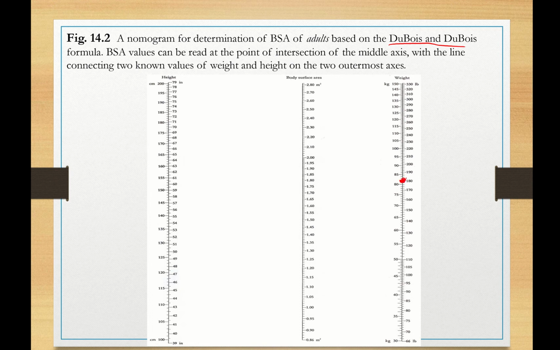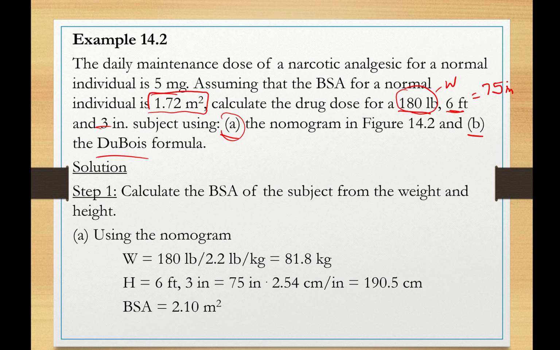So that's 180. And the height is 75 inches. So this is 75 inches. And now I'm just going to use my ruler, and hopefully I can draw a line carefully. The value on the middle axis is going to be the body surface area, okay? So let me just draw this, and here we are. So it's about 210. Okay, so that's my body surface area here, and it's labeled body surface area. So using the nomogram, the body surface area is 210.